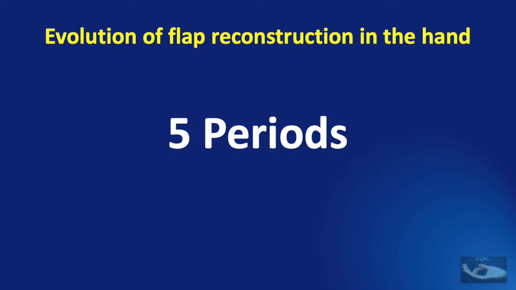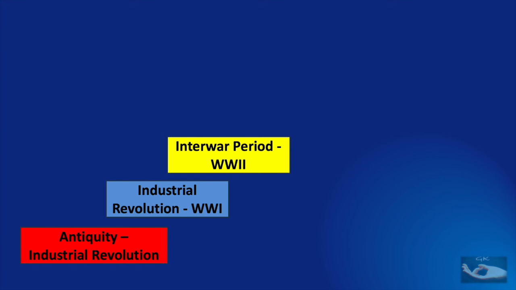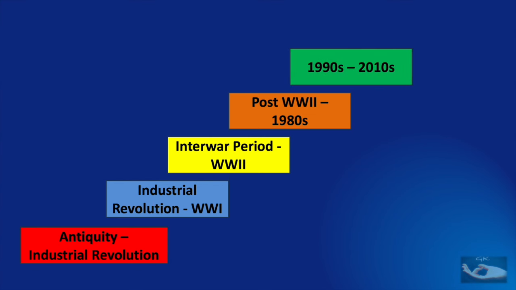In this article, the evolution of flap reconstruction in the hand has been divided into 5 periods. The period from antiquity to the Industrial Revolution, from Industrial Revolution to World War I, the interwar period from World War I to World War II, the post-World War II period till the 1980s, and finally from 1990s to 2010s.